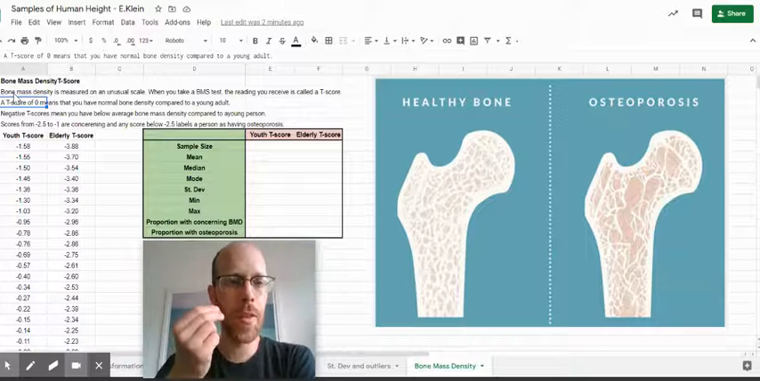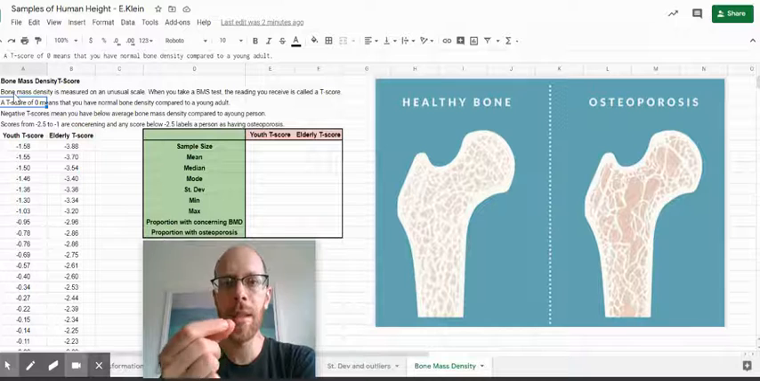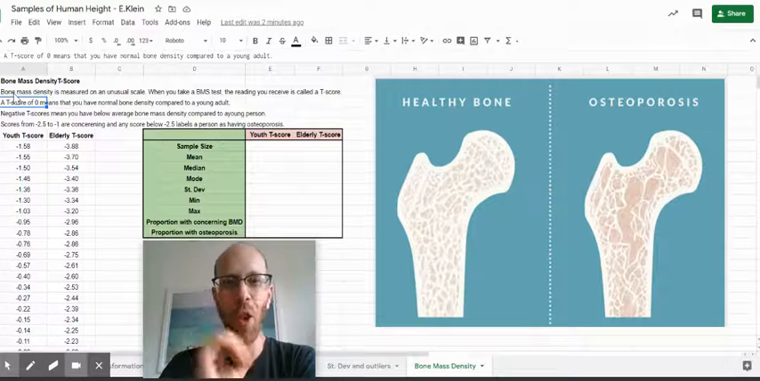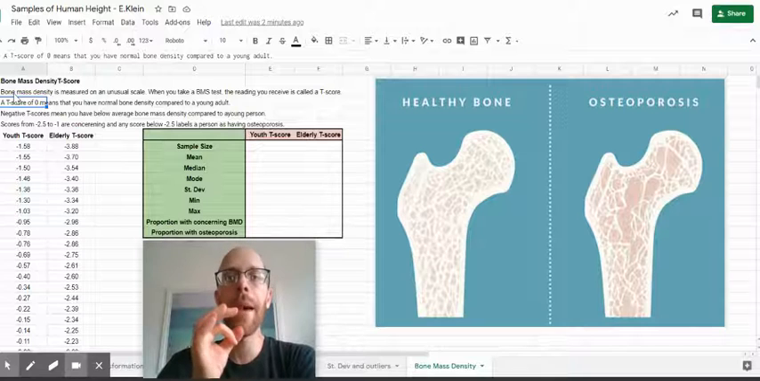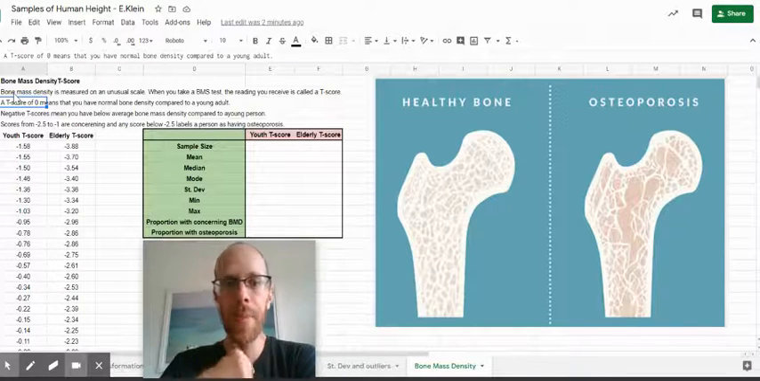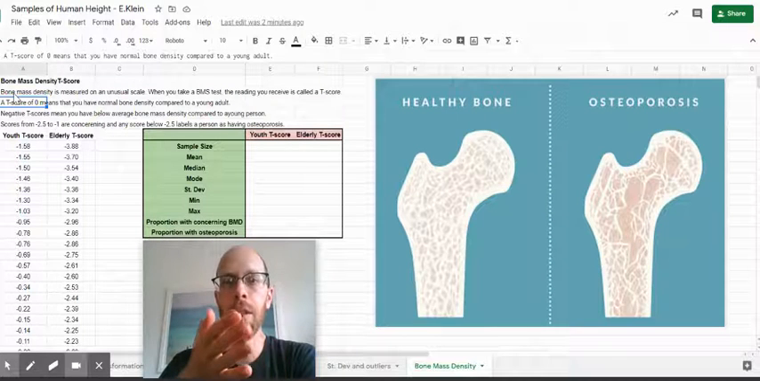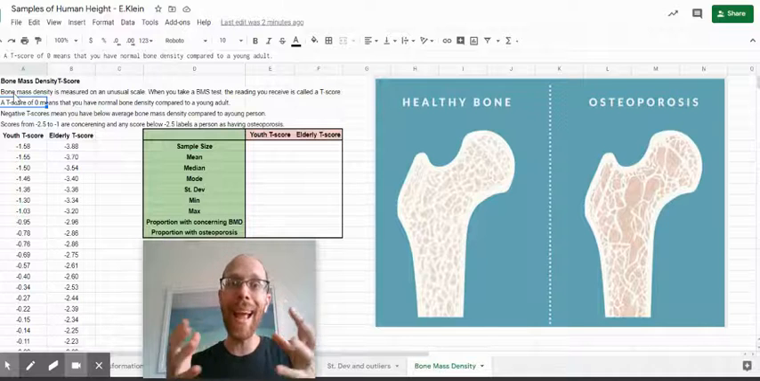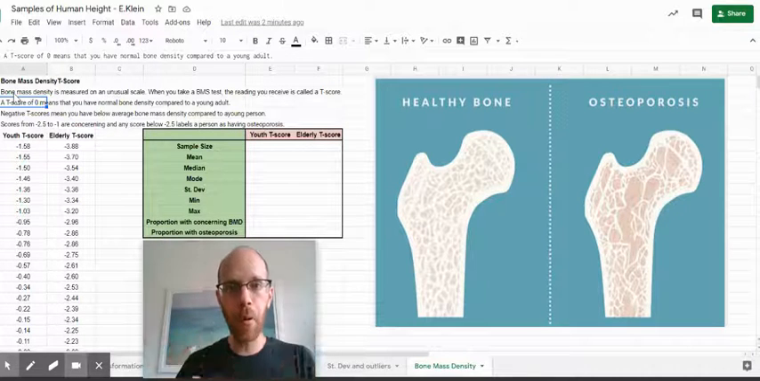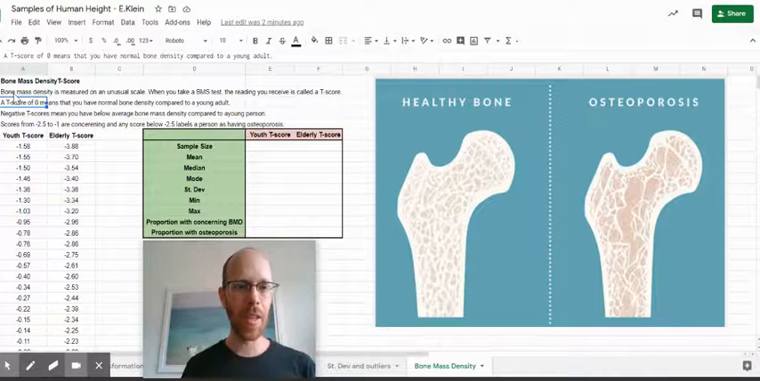A T-score that is 0 represents having a normal amount of bone density for a young adult. That means that if you have a positive T-score, you have above average bone density for a young person. And if you have a negative T-score, you have below average bone density for a young person. But keep in mind that as we age, we lose bone density. So most older people are going to have these negative T-scores.